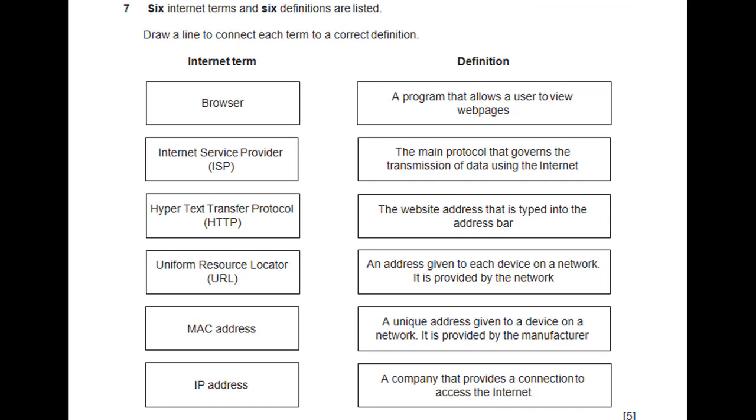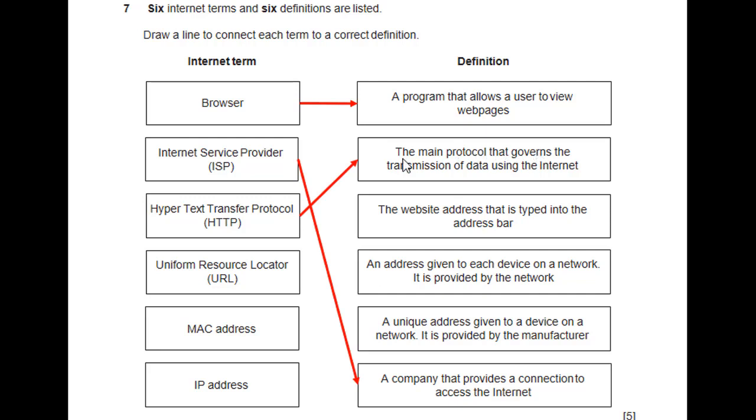Now we have some questions about the internet. So we need to figure out what a browser is. A browser is something like Google Chrome or Microsoft Edge, and it allows us to view web pages. An internet service provider, the clue's in the name, is someone that you pay money to provide you the internet. So Digi, for example, or Vodafone or Orange. It's a company that provides a connection to access the internet.